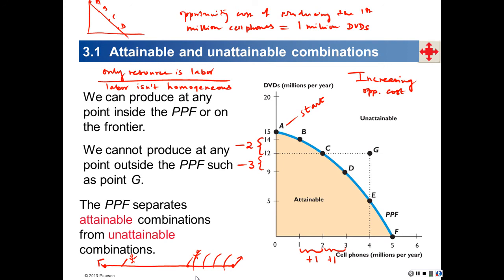So we have these two properties of the PPF. First, it is negatively sloped, and that comes from scarcity. And the second property is that the PPF is concave to the origin. And the reason for that is that resources are not homogeneous. Right?